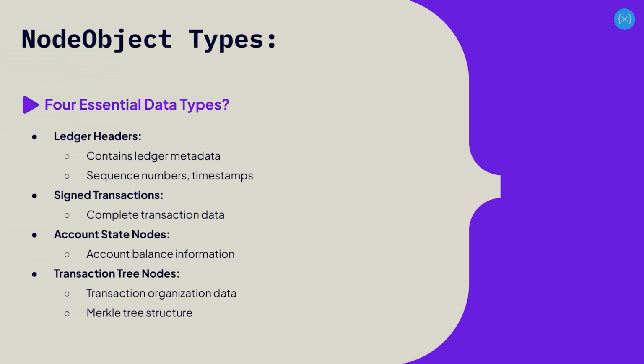We have account state nodes, which are account balance information, so trust lines and settings, object ownership data, and state tree structure. And finally, we have the transaction tree nodes, which is the transaction organizational data, Merkle tree structure, transaction indexing, and historical references.